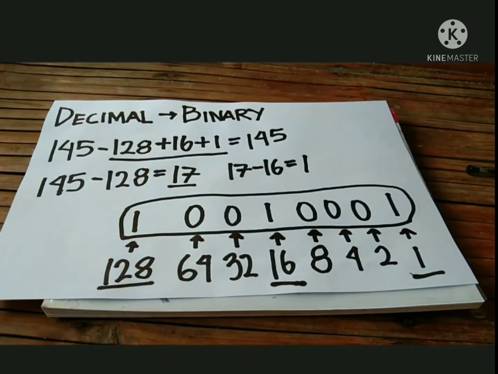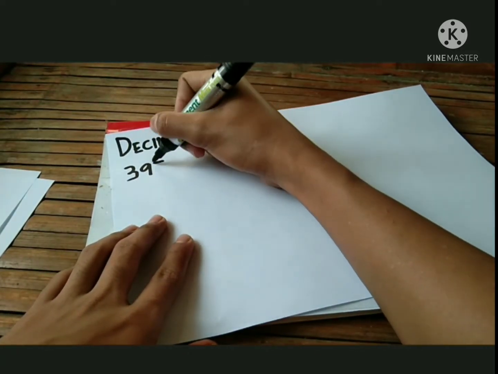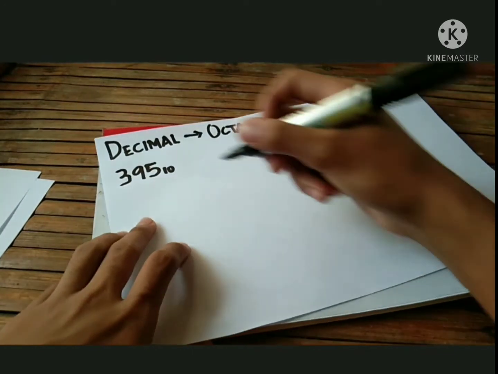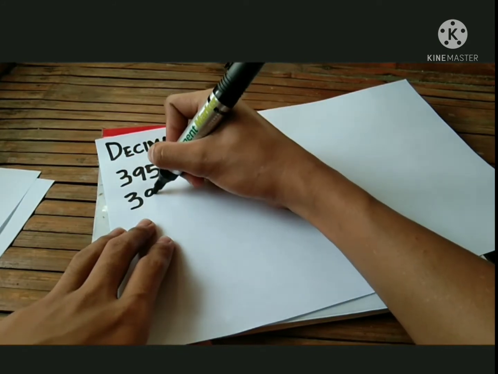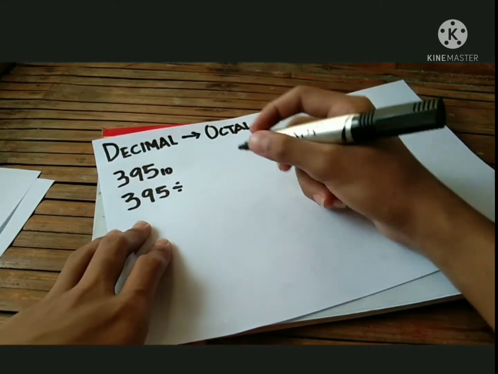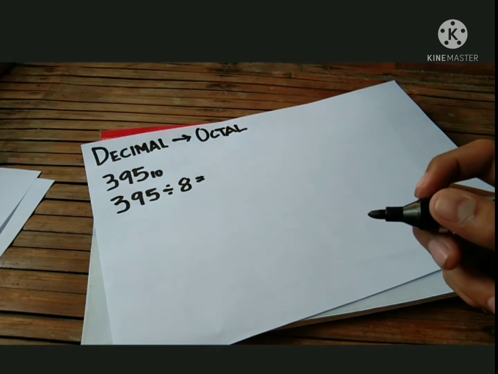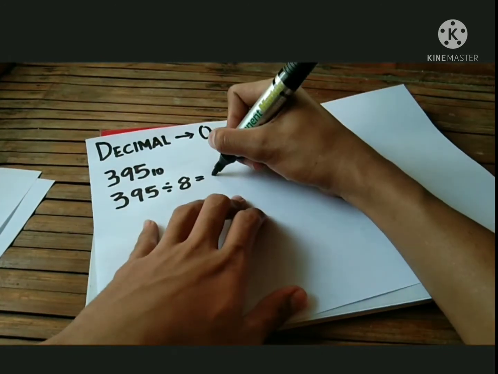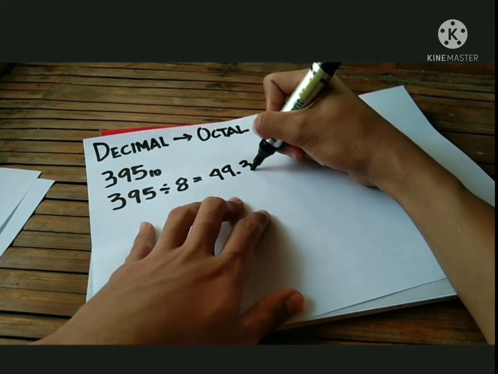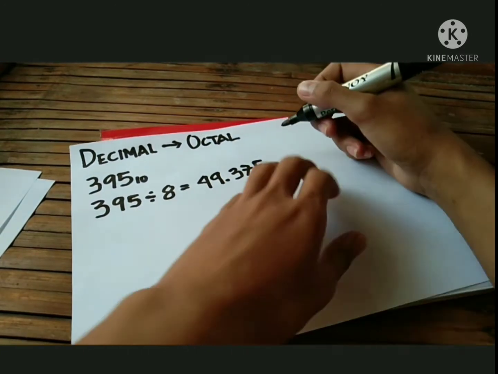So let's move on to decimal to octal. Our first example is 395 base 10. How can we convert decimal to octal? First we need to divide by 8. So 395 divided by 8 equals 49.375. So we put 49.